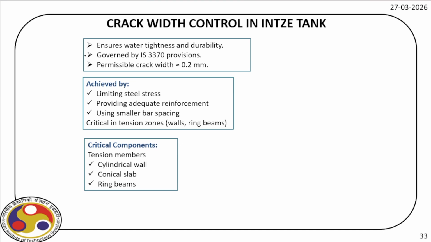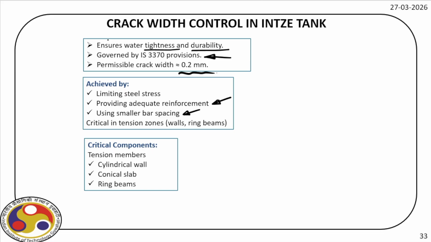Now, crack width for a water retaining structure like this Intze tank is very critical. So we have to provide a watertight container with significant amount of durability, and for that again the provision we followed is IS 3370. Permissible crack width is 0.2 millimeter. So which is achieved by limiting steel stress, providing adequate reinforcement, and using smaller bar spacing. Okay, so this is a water retaining structure. That's why we have to keep this crack width as small as possible.